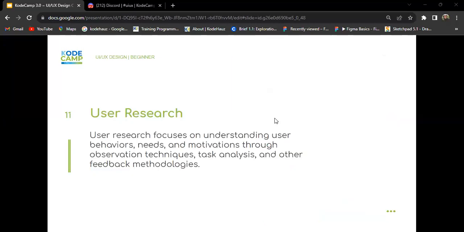Now, we're going to be looking at user research and what it actually means. User research focuses on understanding user behaviors, needs, and motivations through observation techniques, task analysis, and other feedback methodologies. Now, what does user research do? It helps us to explore users' problems, their needs, their emotions, and motivations. And we're going to be making use of qualitative and quantitative methods of research here. That's what we're going to be talking about.